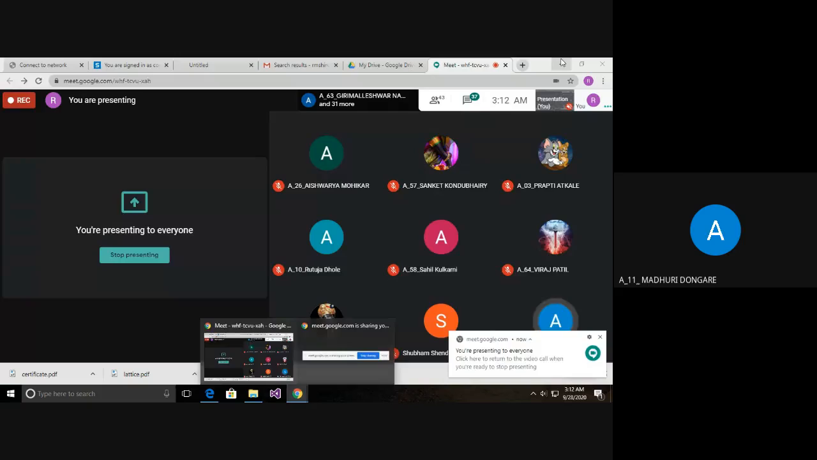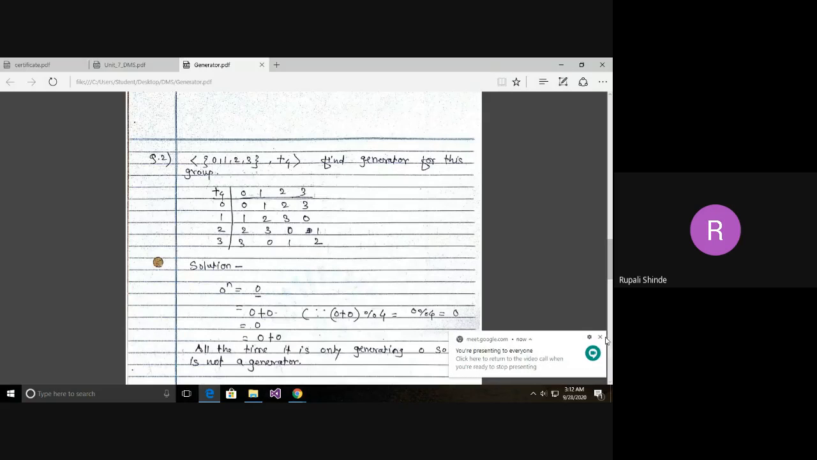Okay, so now check whether 1 is a generator of this group or not. Take 5 minutes and try to solve. The first step is 1 raised to n, and the value for n is 1. Means 1 raised to 1. So the value for that composition is 1. Likewise you have to solve. Take 5 minutes and check whether 1 is a generator.